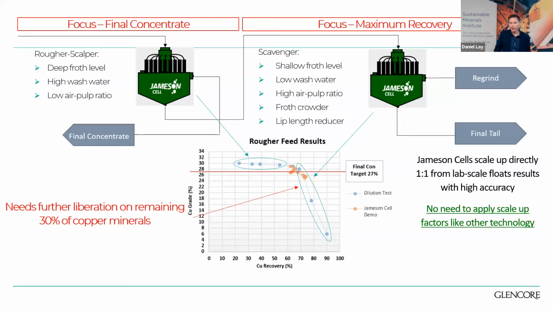The remainder of the recoverable material consists of unliberated middlings particles, which require further regrinding before reporting to final concentrate. This material is recovered in a scavenger unit, which operates at a shallow froth depth, low wash water, and high air to pulp ratio to maximize recovery. And it's worth reiterating that there are no scale-up factors applied with this approach. What is achieved in the test work is what we achieve in the final design.